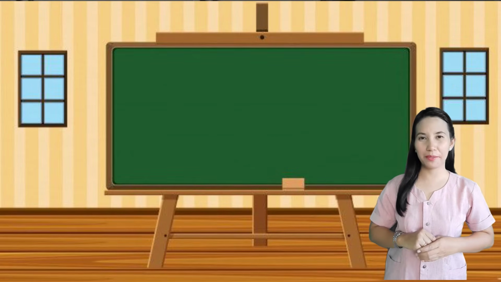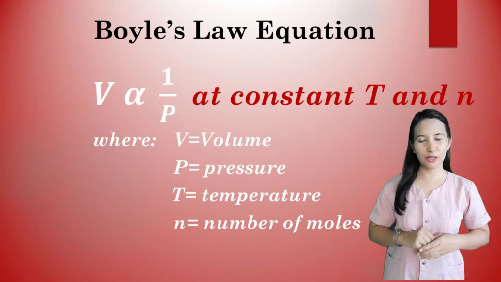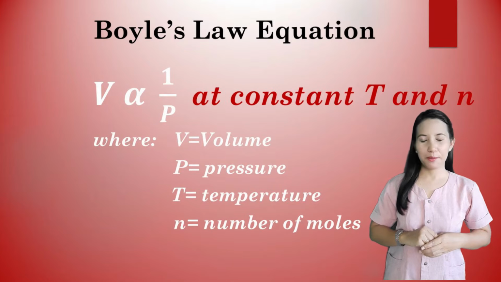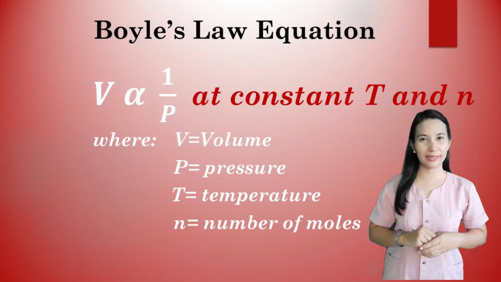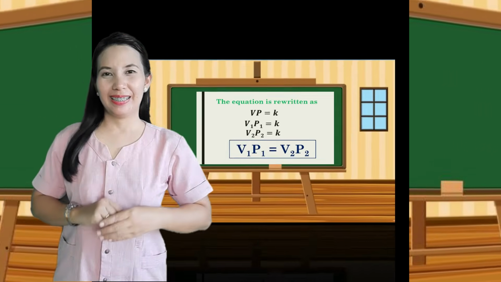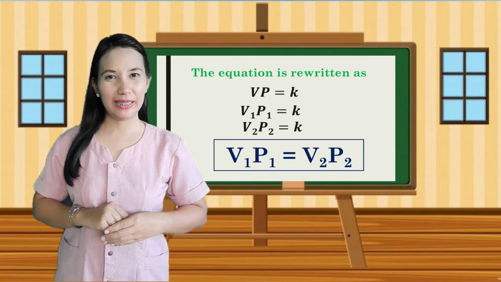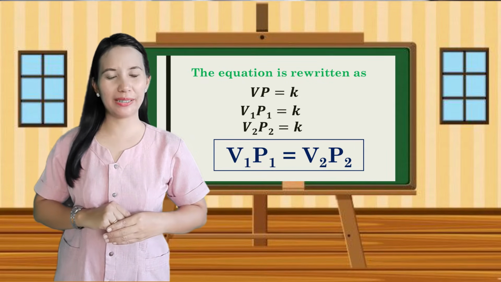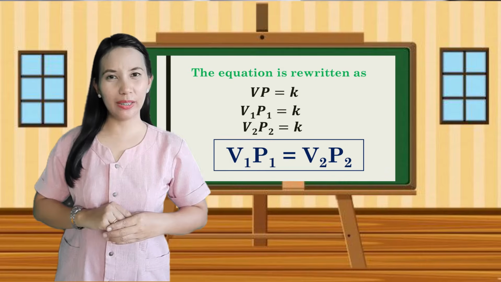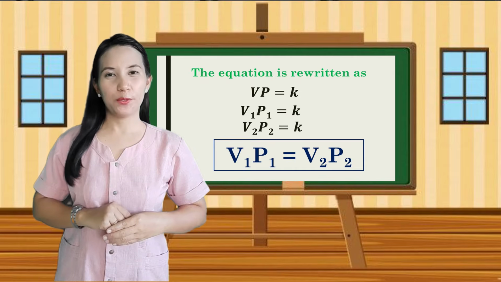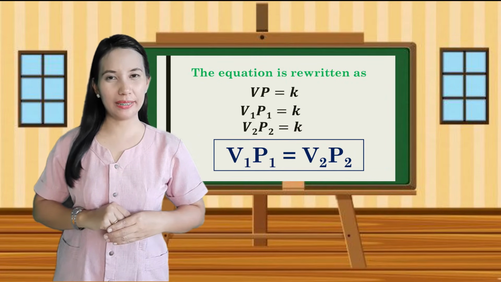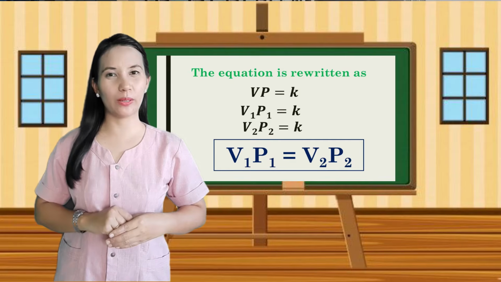How do you write this in a mathematical equation? V is inversely proportional to P at constant T and n, where V is the volume of the gas, P is the pressure, T is the temperature, and n is the number of moles. The equation can be rewritten as: the product of volume and pressure is constant. Considering the initial and final values of volume and pressure, we have the equation V1 times P1 is constant and V2 times P2 is also equal to constant.